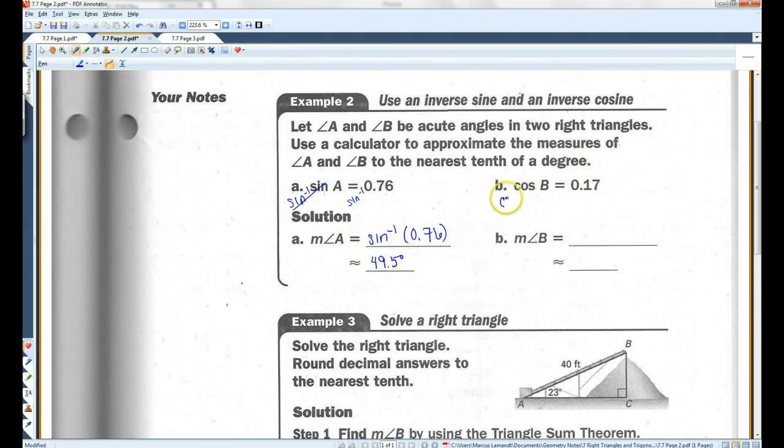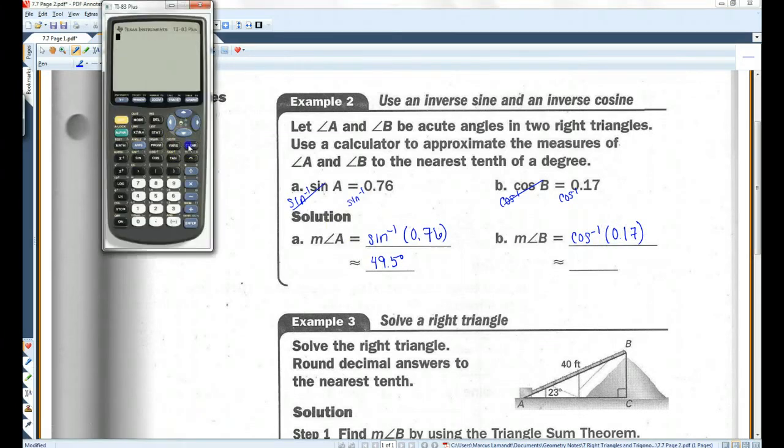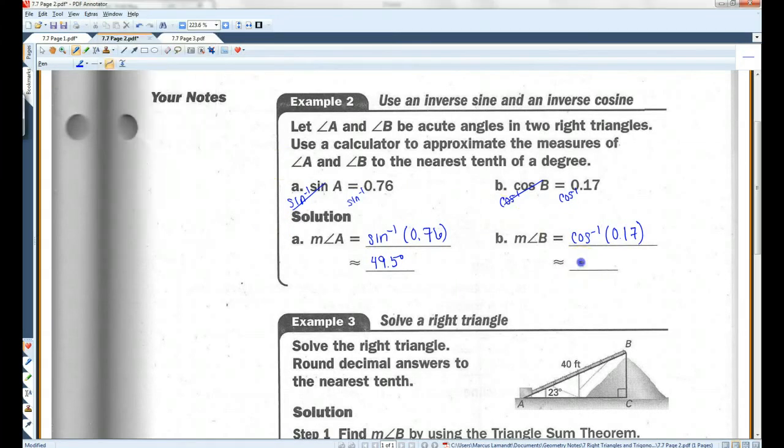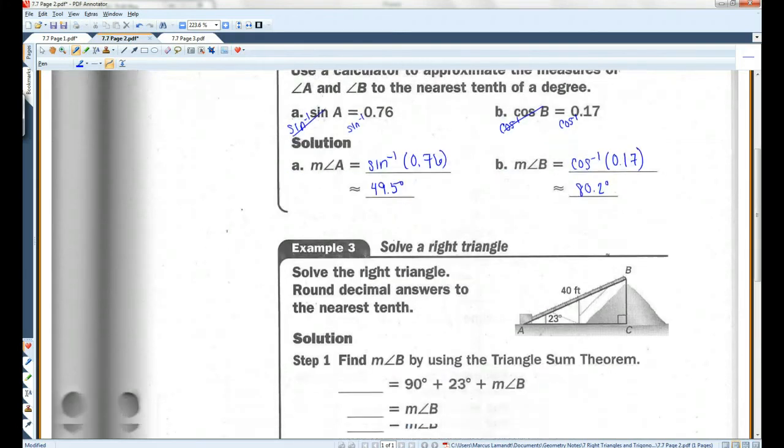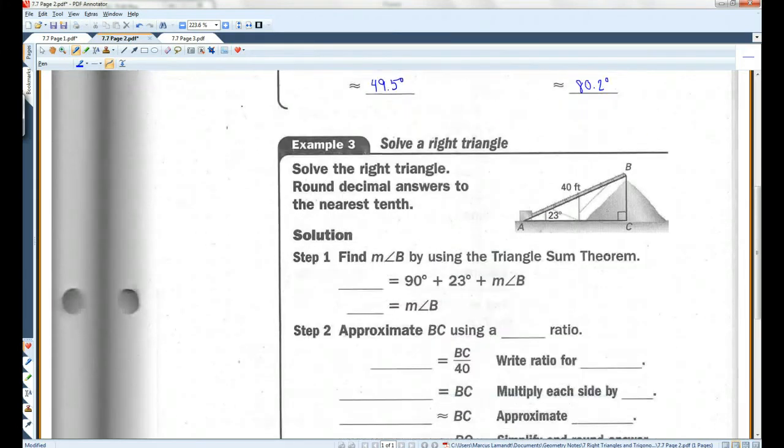We're going to do the same thing here. Inverse cosine, inverse cosine. That cancels out, so the measure of angle B is inverse cosine of 0.17. Second cosine, should get inverse cosine, 0.17. 80.2 degrees. Alright? Okay, solve a right triangle.